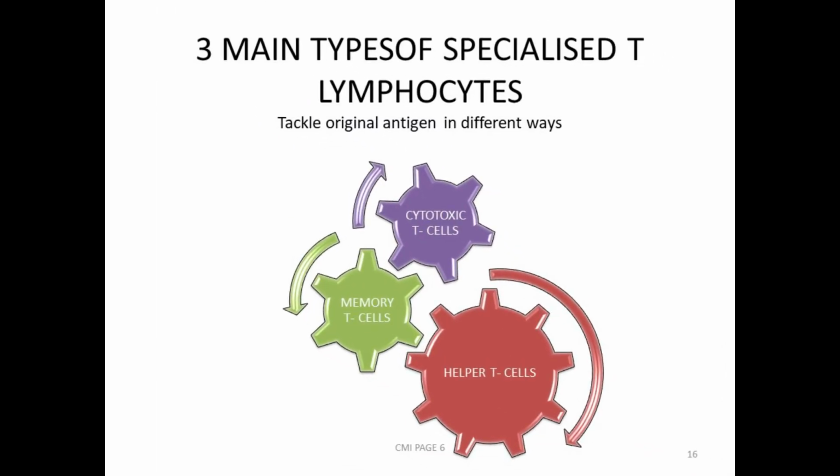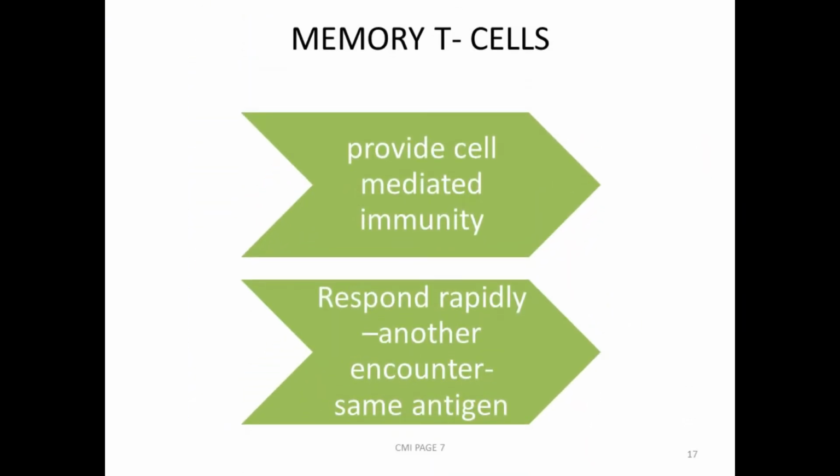There are three types of T lymphocyte: cytotoxic T cells, memory cells, and helper cells. As the name implies, the memory T cell remembers the antigen which it encountered earlier, and if it comes in contact with the same antigen in future, it responds so rapidly to destroy the antigen, providing the cell-mediated immunity.